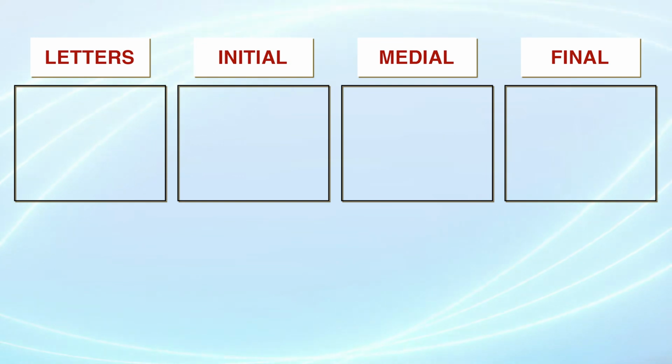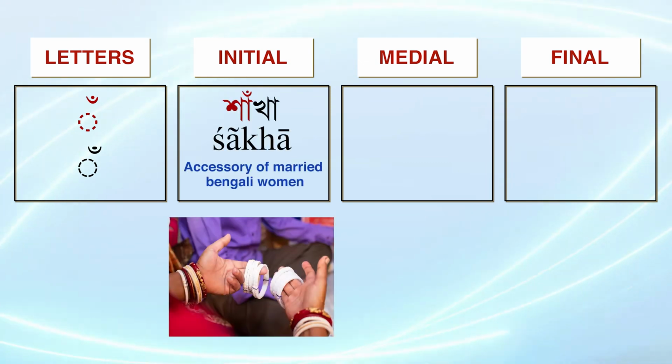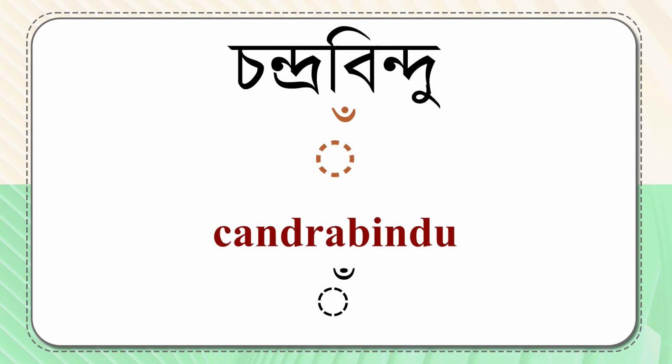The last letter is Chandrabindu. In Shakha, which is an accessory of married Bengali women, Chandrabindu can't occur in its initial position, but it nasalizes the vowel segment of the first syllable. Chandrabindu is also used in a different case in Bangla.